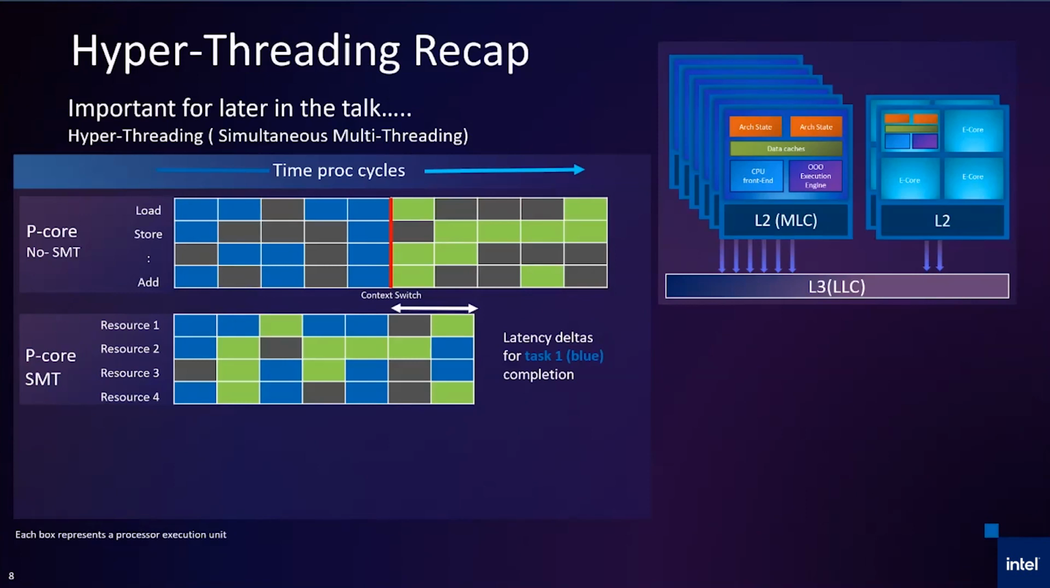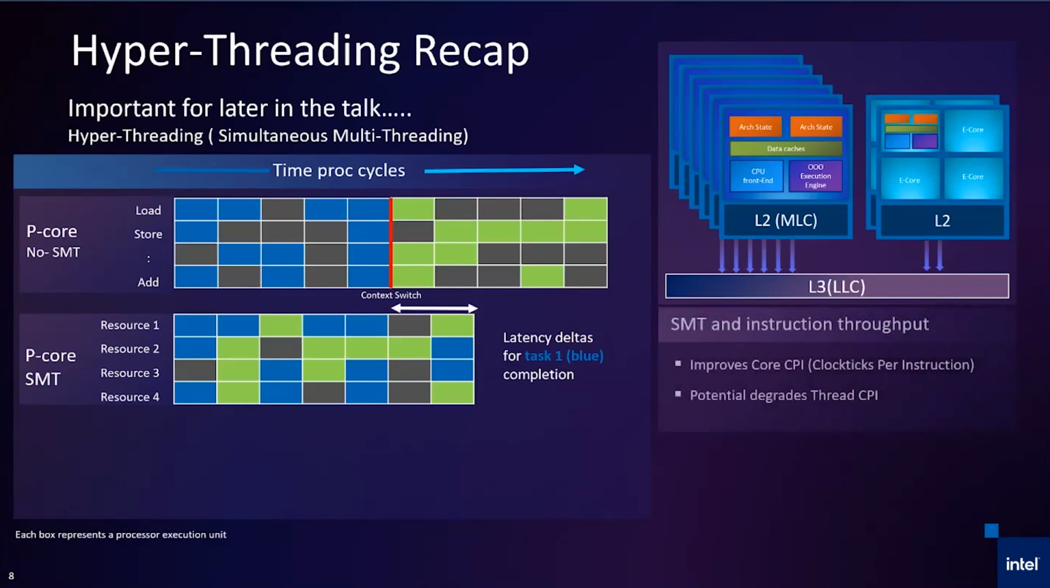An important point to note here: you can see while the overall performance has increased, and the number of instructions per clock, or conversely, the clock ticks per instruction, has improved with SMT, on an individual thread basis, and examining the blue thread here, it's actually degraded slightly. The blue thread actually takes longer to complete than when it was running in isolation.